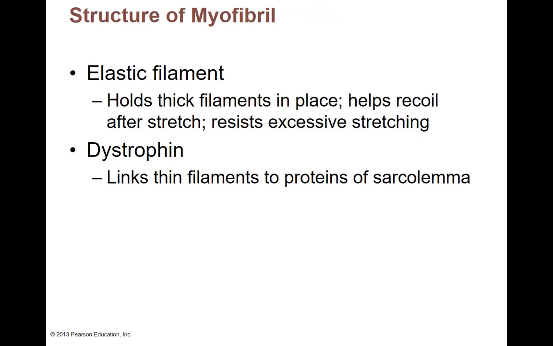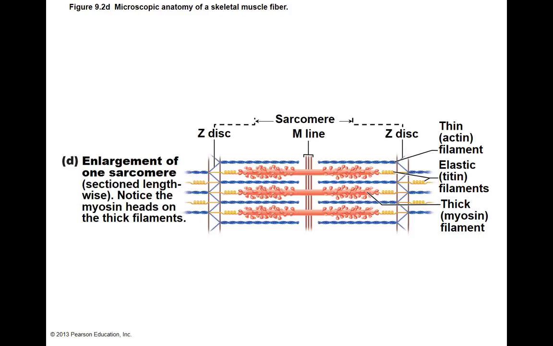There's also dystrophin, a protein that links the thin filaments, actin, to proteins found on the sarcolemma. What's the sarcolemma? What's sarco mean? Or maybe someone said it. Muscle? Lemma? Membrane. It's the phospholipid cell membrane, but on a muscle cell. And so we want to link those actin filaments to the actual membrane of the muscle. I don't know if I had that picture on here or not. Nope, it doesn't have the dystrophin on there.